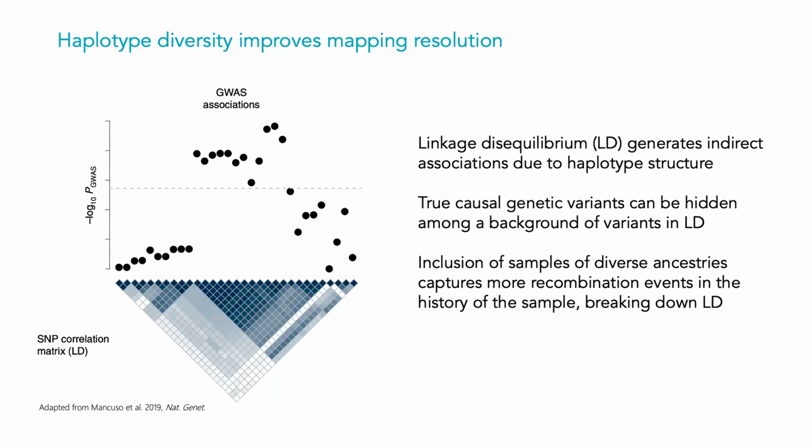So we applied a fine mapping approach called SuSiE, developed by Matthew Stephens' lab. SuSiE has a couple of important aspects. One is that it allows for the possibility of multiple causal variants at a given gene, and we find that that's really crucial here.